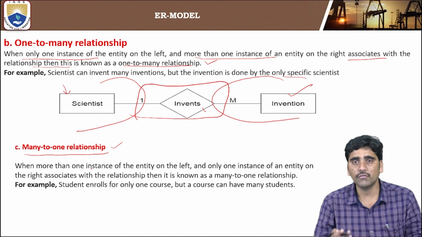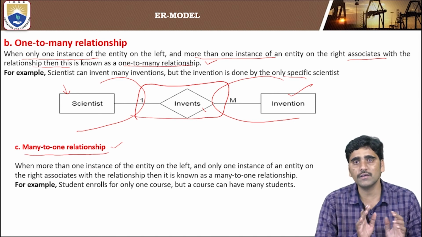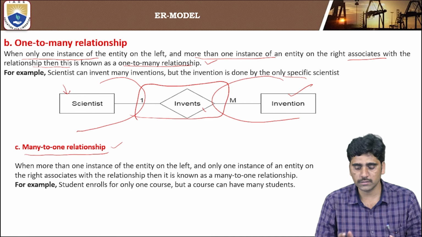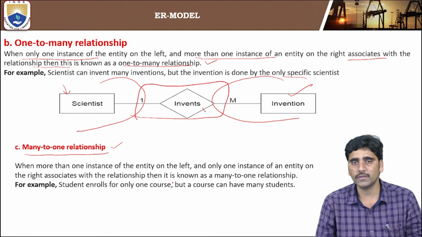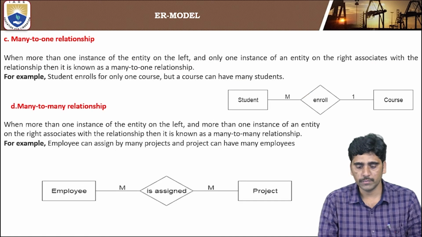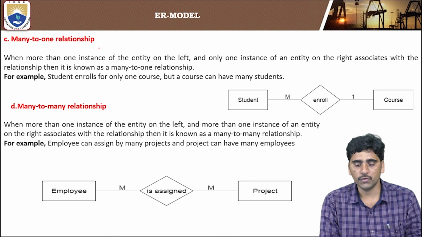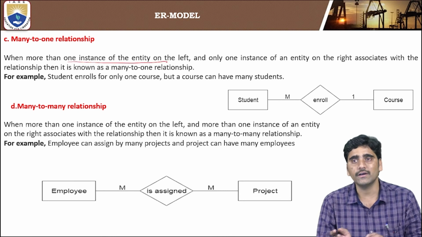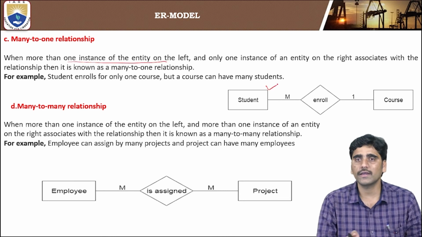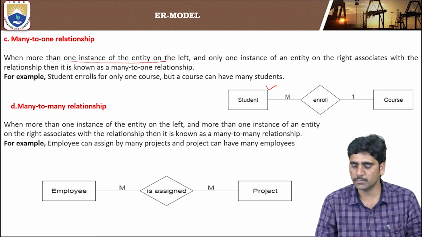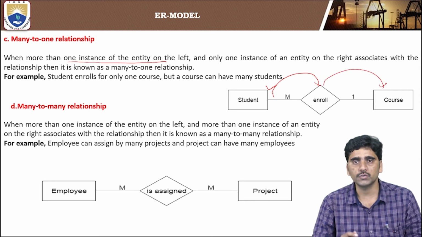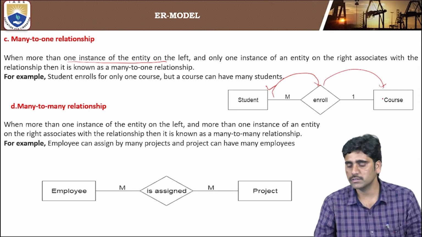So when there is more than one instance of an entity on the left side, many to one means many on the left side and only one instance on the right side. We will see an example here. So, many to one relationship. Suppose we take an example, student. Multiple students can enroll in a single course. Multiple students can enroll for the single course.